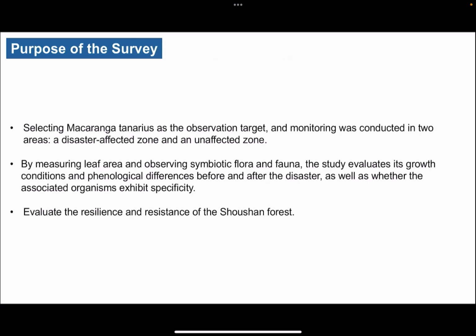And here is the purpose of the survey. We are selecting Macaranga tenarius as the observation target, and monitoring was conducted in two areas. One is the disaster affected zone, and the other is the unaffected zone. We also have to evaluate the resilience and resistance of Sosan forest.